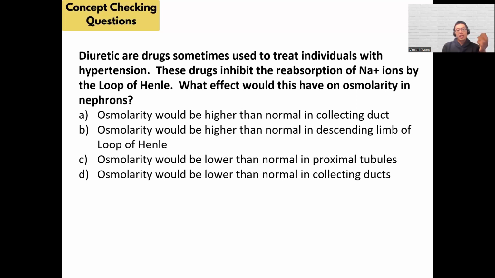So if the drug inhibits the reabsorption of sodium, that means the sodium stays in the filtrate. If you have more sodium in the filtrate, then the osmolarity is going to go up. It's not going to go down, because it's more concentrated if you have more sodium in it. So automatically C and D are not the choice. So is it A or is it B? Is it higher than the collecting duct or higher than the descending limb?